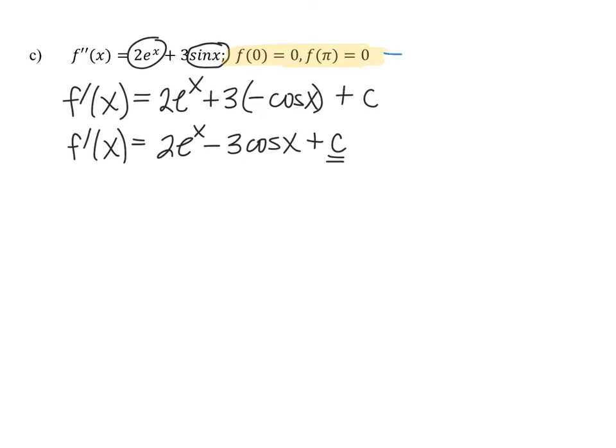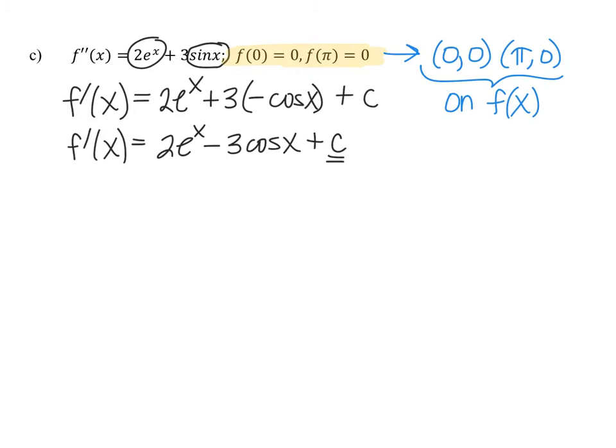So again, these two pieces of information basically correspond to ordered pairs, (0, 0) and (pi, 0), but these are ordered pairs on the original curve f of x. These are not on the f prime or the derivative curve. So right now we're not going to be able to use either of these coordinates to help us solve for the constant that's in our derivative function. So we're just going to leave it as plus c.